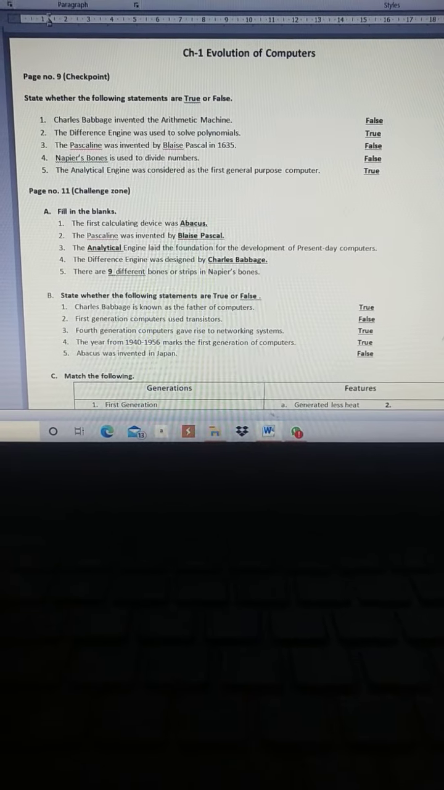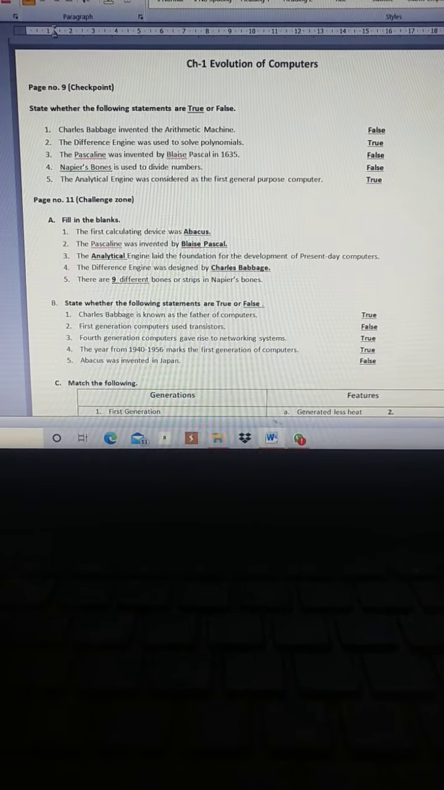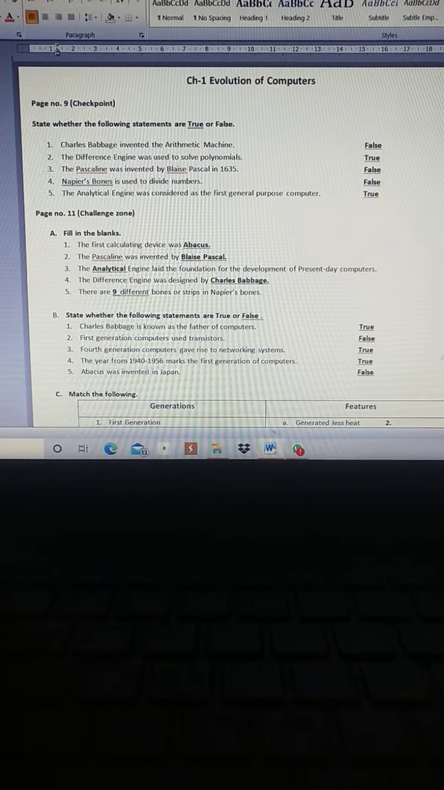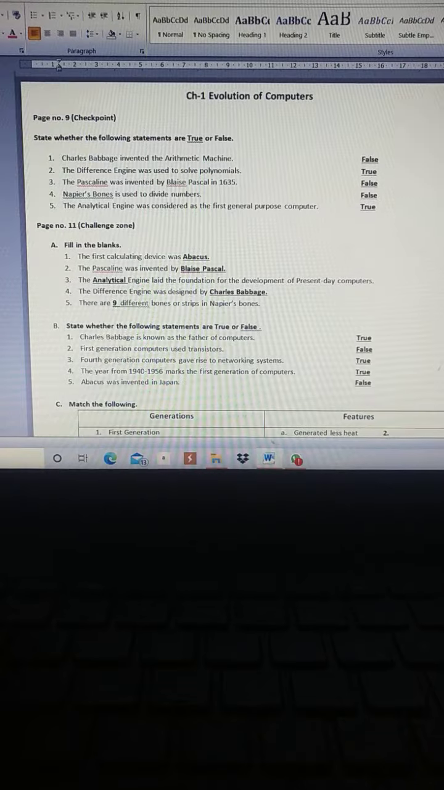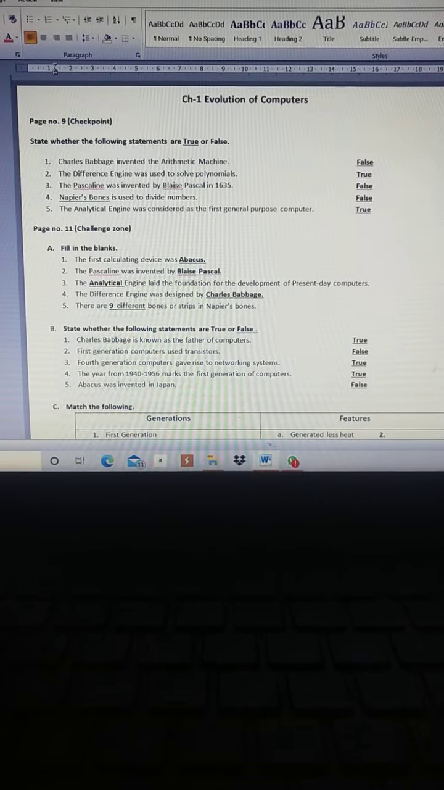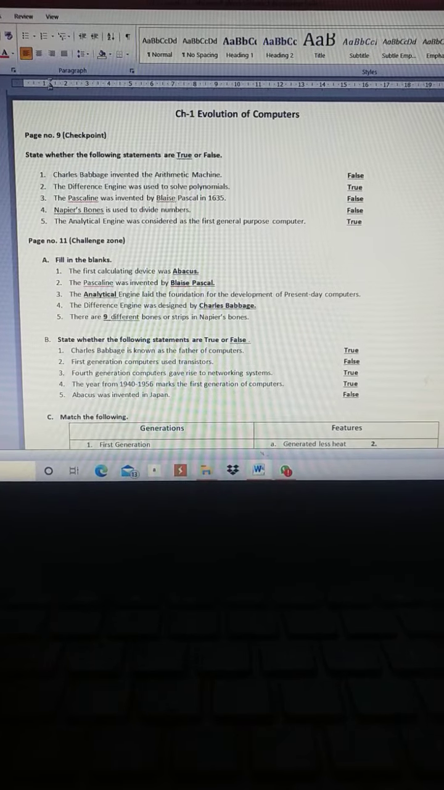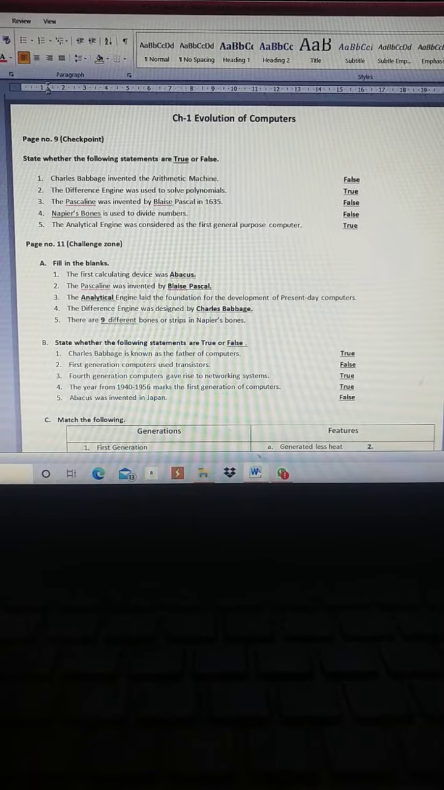So today we will complete the back exercise of chapter number 1. Name of the chapter is Evolution of Computers. On page number 9 you have checkpoint and the question is: state whether the following statements are true or false. First is, Charles Babbage invented the arithmetic machine. Answer is false, because the arithmetic machine was invented by Blaise Pascal.